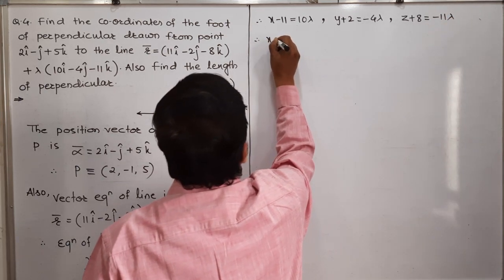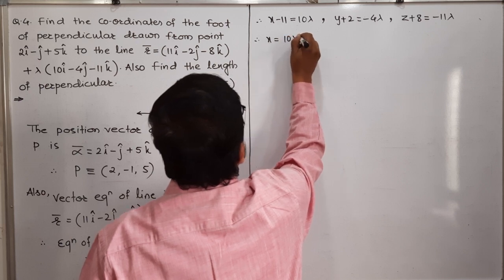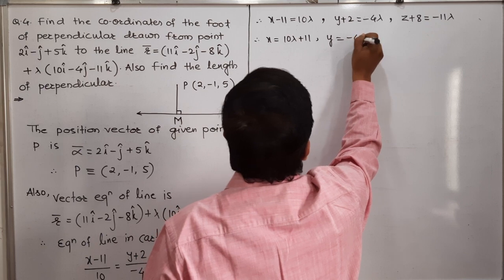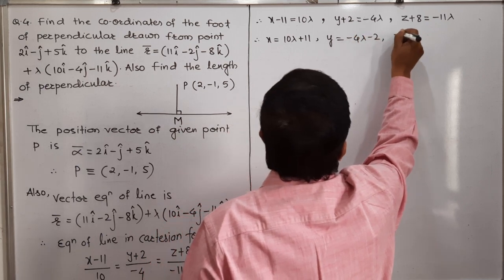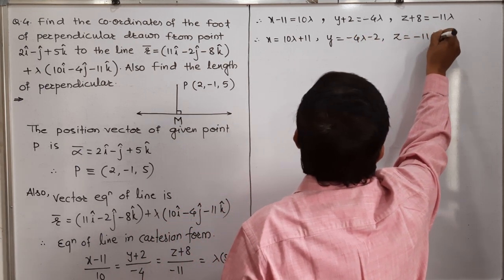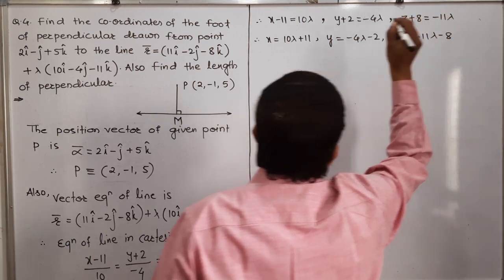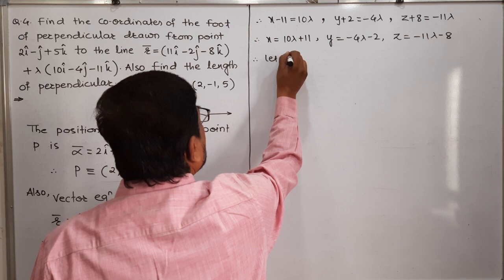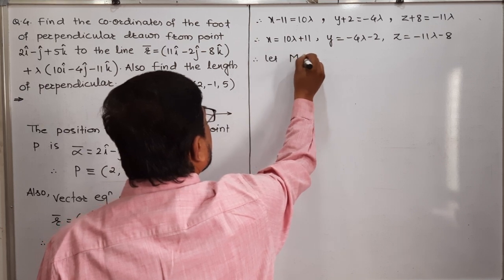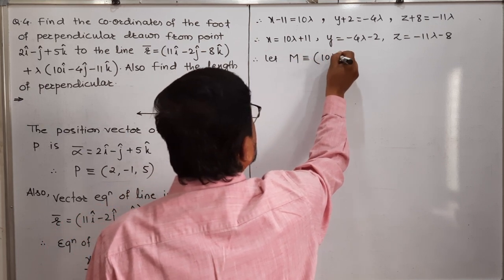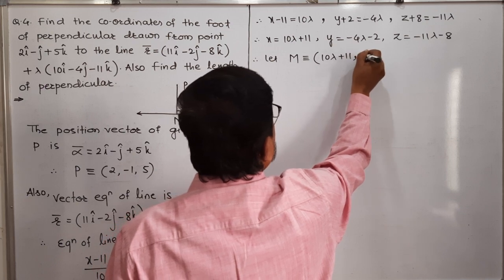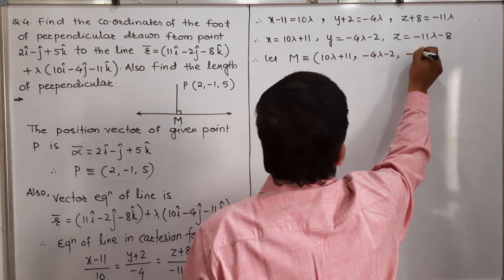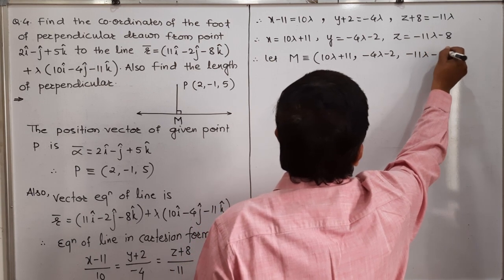Therefore, x is equal to 10 lambda plus 11, y is equal to minus 4 lambda minus 2, and z is equal to minus 11 lambda minus 8. Therefore, let foot of the perpendicular M have coordinates 10 lambda plus 11, minus 4 lambda minus 2, minus 11 lambda minus 8.